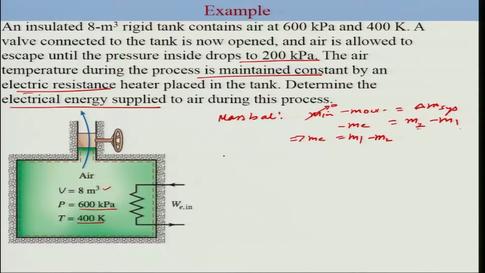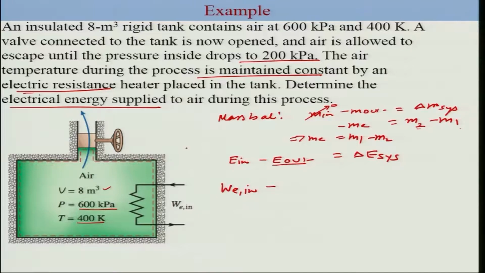Now, what is the energy balance here? The energy balance would be E_in minus E_out. This is the net energy transfer to the system, and that will be delta E of the system. E_in in this case is nothing but W_e,in. There is no heat transfer to the system. Minus, what about E_out?